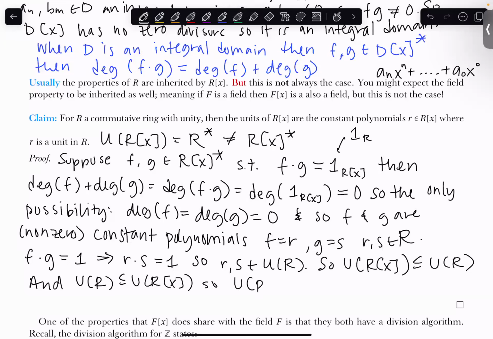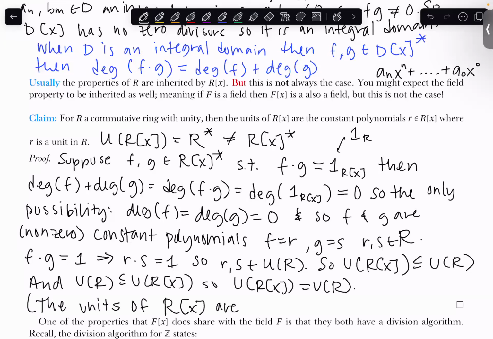So these really are the same. But in one case, I think of it as a polynomial, a constant polynomial. And in the other case, I just think of it as an element inside my ring R. So this is really saying the units of R[x] are the constant polynomials that are units inside of R already. That's really what that notation is trying to tell you.